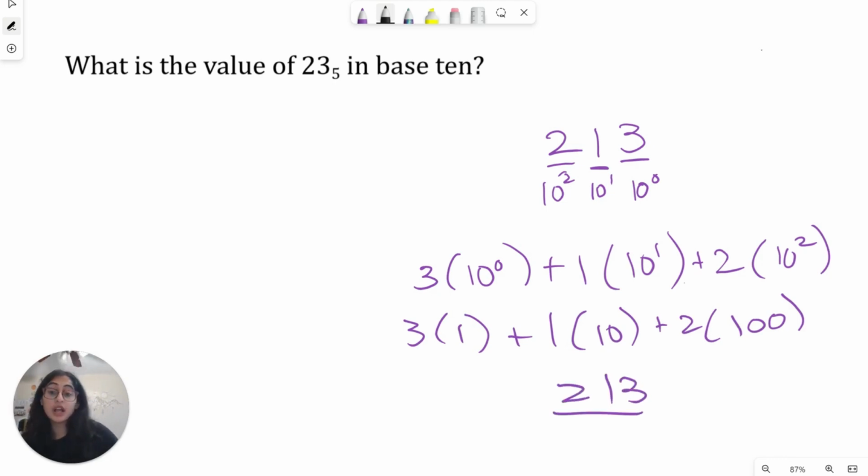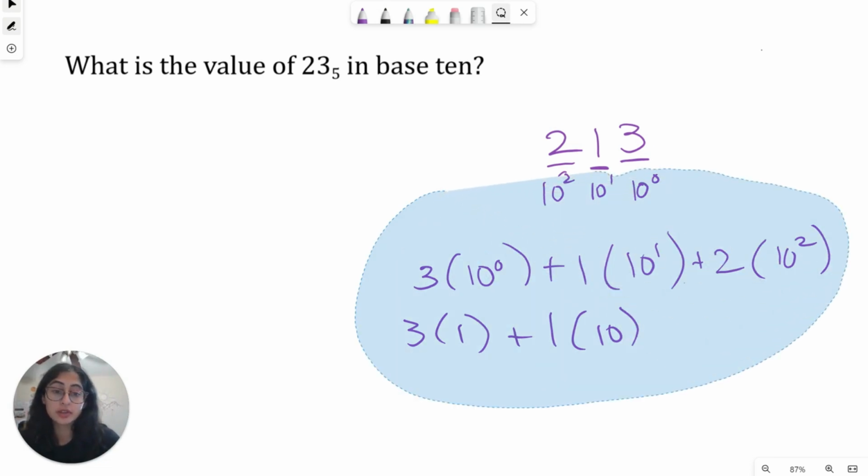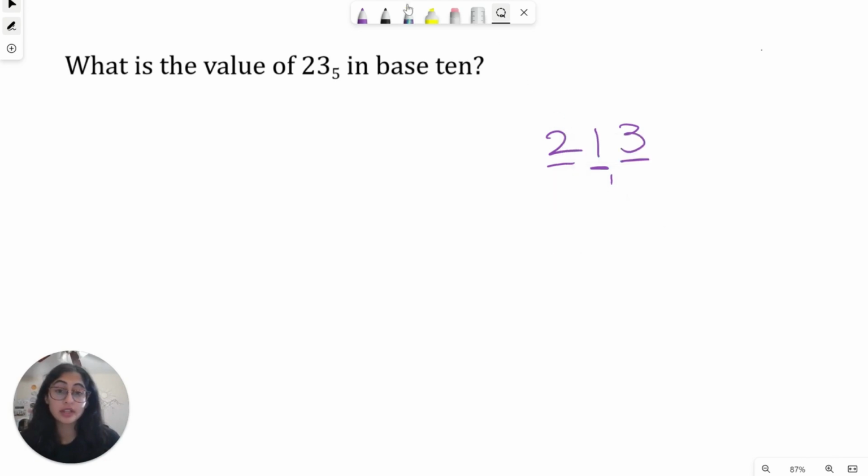But in base 5, this isn't the same. If we had the same number, 213, in base 5, well, what we would be saying is, instead of this being 10 to the 0th, 10 to the 1st place, 10 squared place, instead it would be our 5 to the 0th place, our 5 to the 1st place, and our 5 squared place.